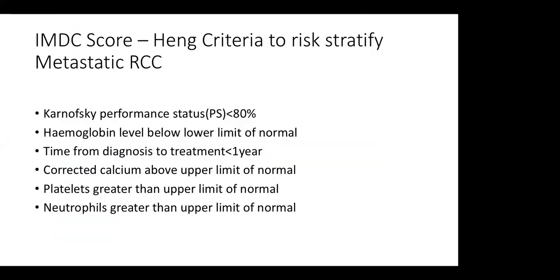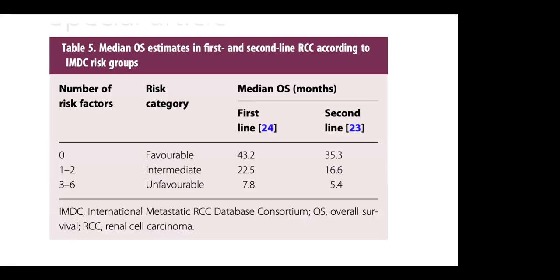These results. So IMDC score, International Metastatic Disease Consortium, or Heng criteria, by a Canadian group. This is something which we are using more commonly, and that again is pretty much similar with performance status, and then more blood parameters, platelets and neutrophil counts into that as well, and then time from diagnosis. So these are defined into low, intermediate, and high risk group.